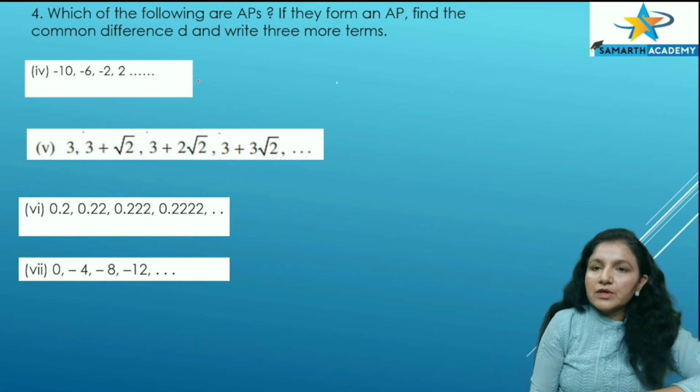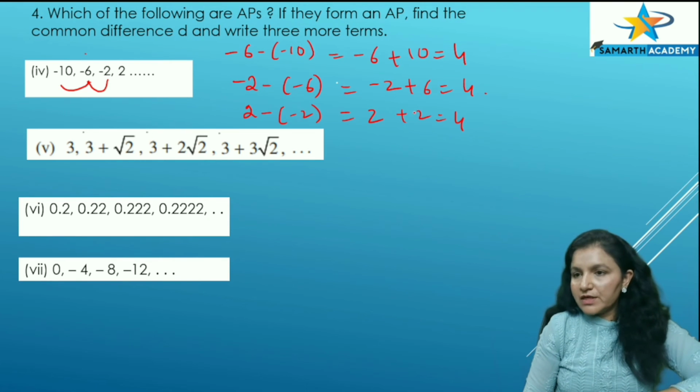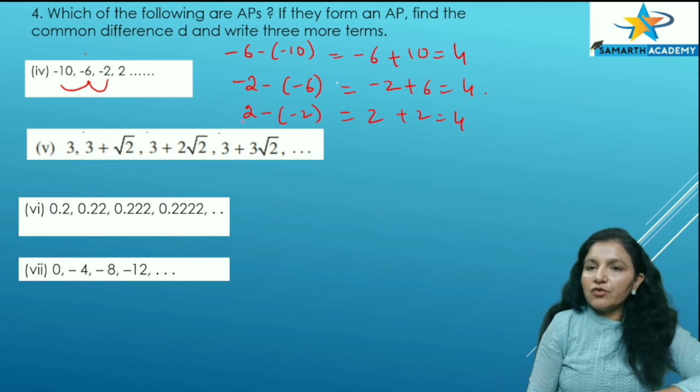So question 4th. Minus 10, minus 6. So what is the difference? Minus 6 minus of minus 10 will become minus 6 plus 10, which is 4. The difference is 4. Again minus 2 minus of minus 6 is minus 2 plus 6. It is 4. For the last one, 2 minus of minus 2 is 2 plus 2. It is 4. The common difference is 4. Therefore, it is an AP.